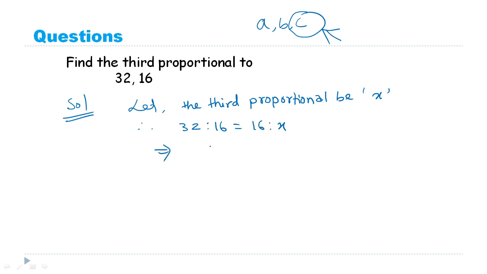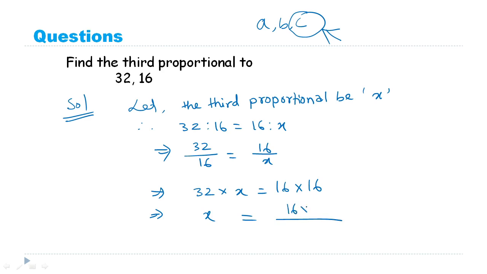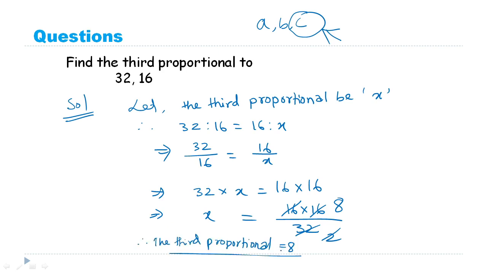From here we can write 32 by 16 is equal to 16 by x, but we need the x only. So 32 into x will be equal to 16 into 16. No need to do the multiplication because we need to calculate further. 16 2s are 32, and if you divide 16 by 2 you will get 8. So finally you have the answer: the third proportional will be equal to 8.